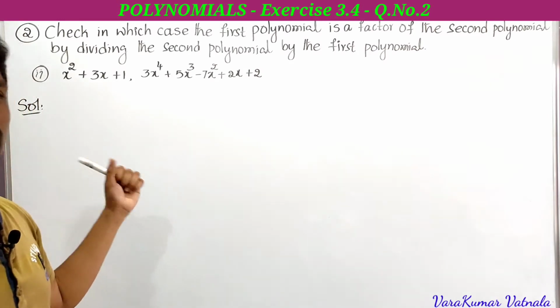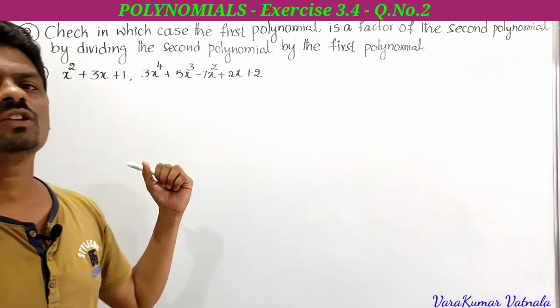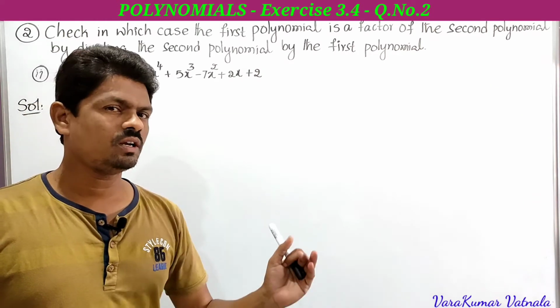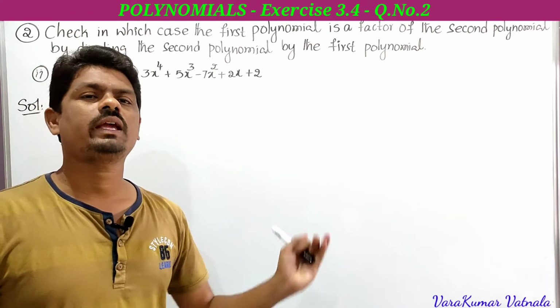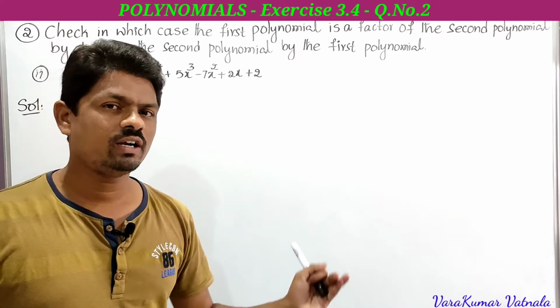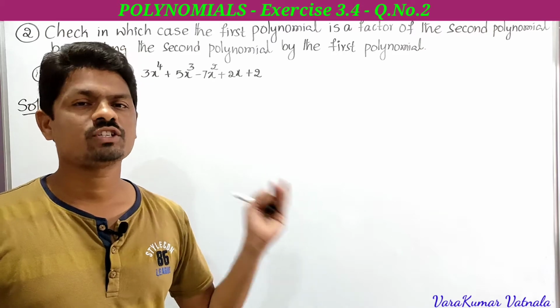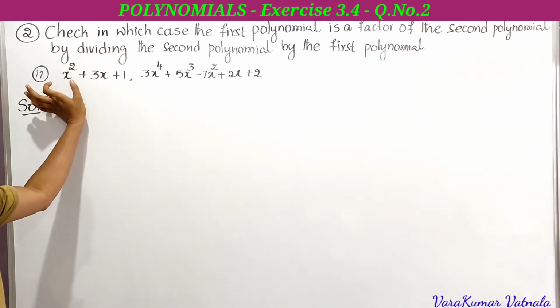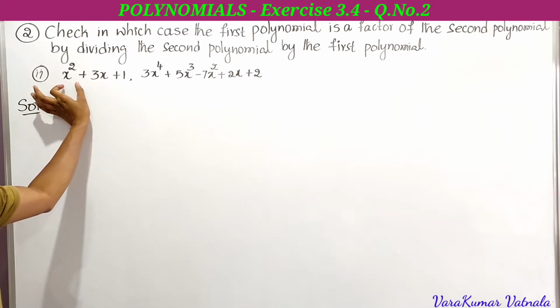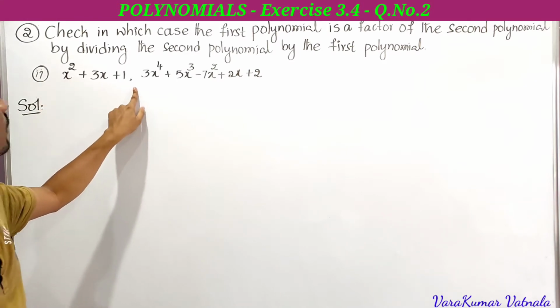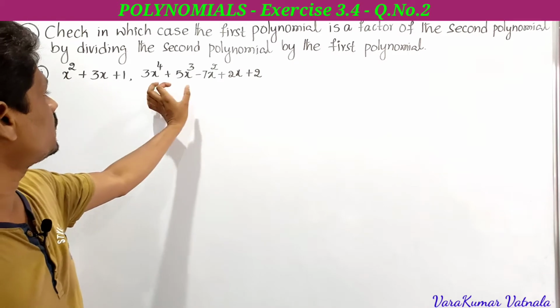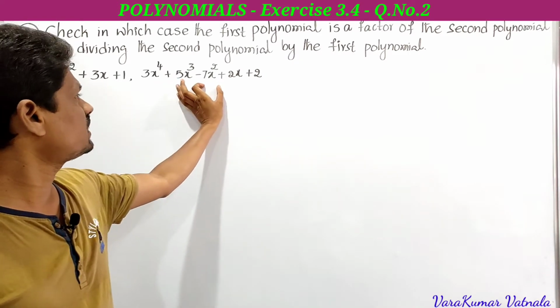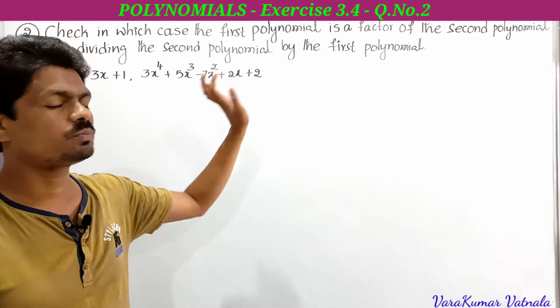Again he has given two polynomials here. He is asking to check whether the first polynomial is a factor of the second polynomial by dividing the second polynomial with the first polynomial. So see here what he has given. First in the second bit, x square plus 3x plus 1, comma, 3x to the power 4 plus 5x cube minus 7x square plus 2x plus 2.